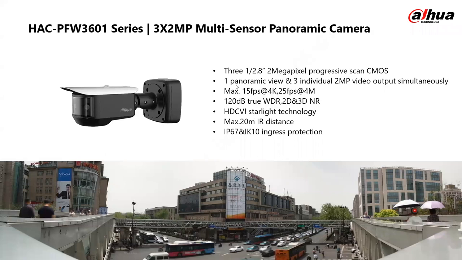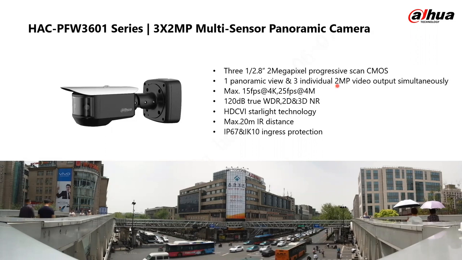Okay, so this has a 2.8-inch, 2-megapixel progressive scan CMOS, one panoramic view, and three individual 2-megapixel video outputs simultaneously. So this supports 8 megapixels or 4K resolution at 15 frames per second. And again, if it was 4 megapixels, it would support up to 25 frames per second.